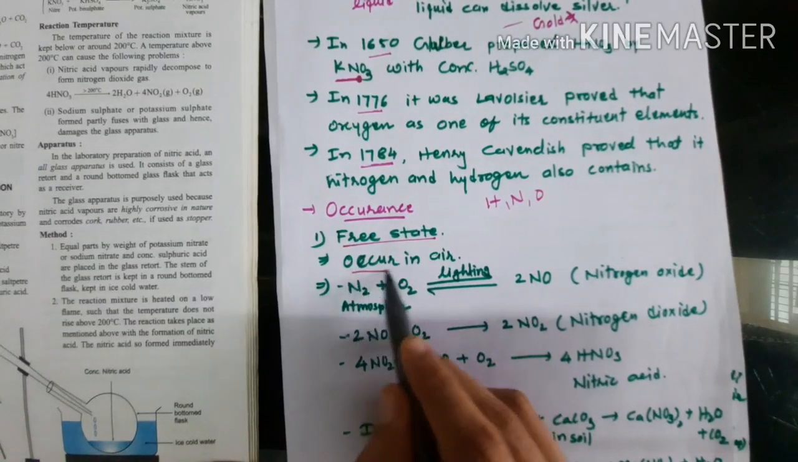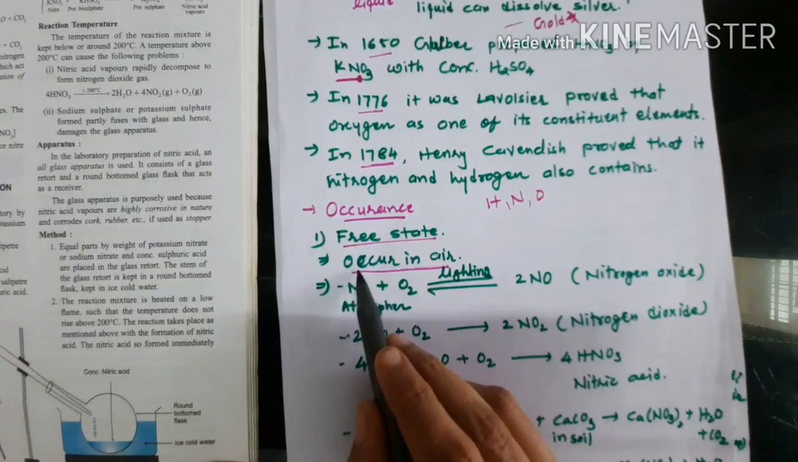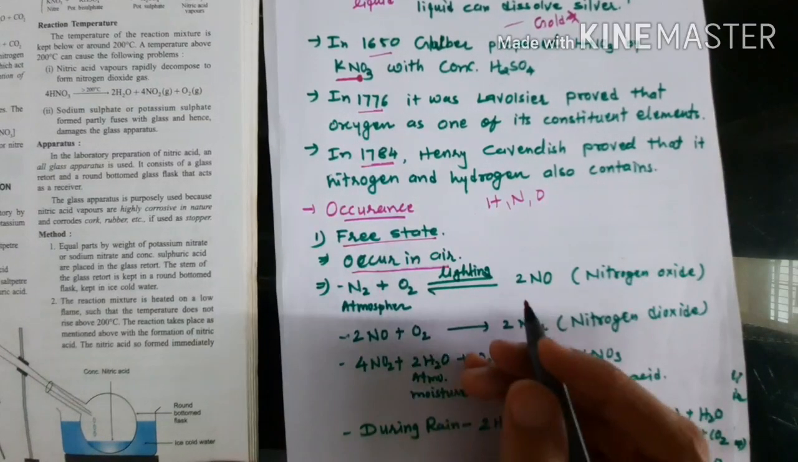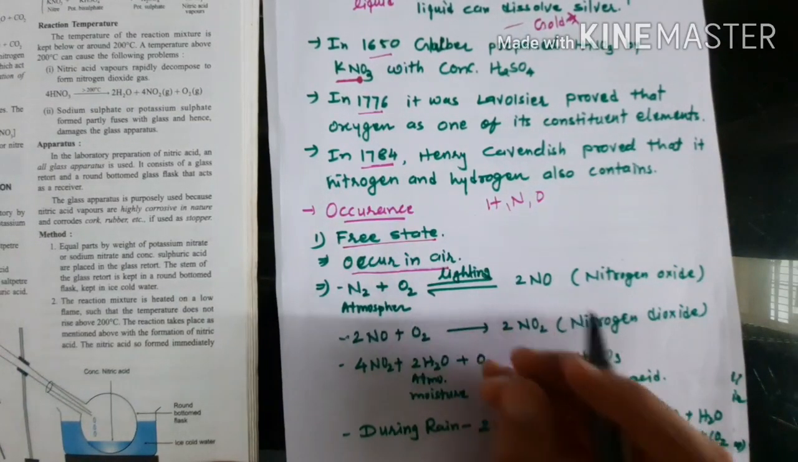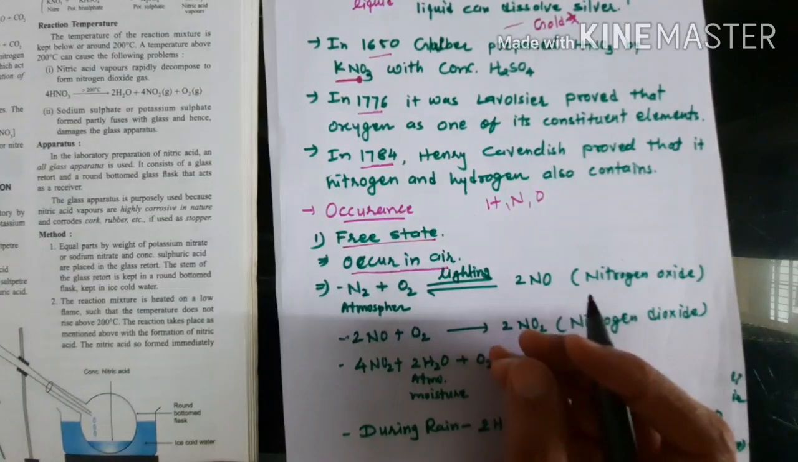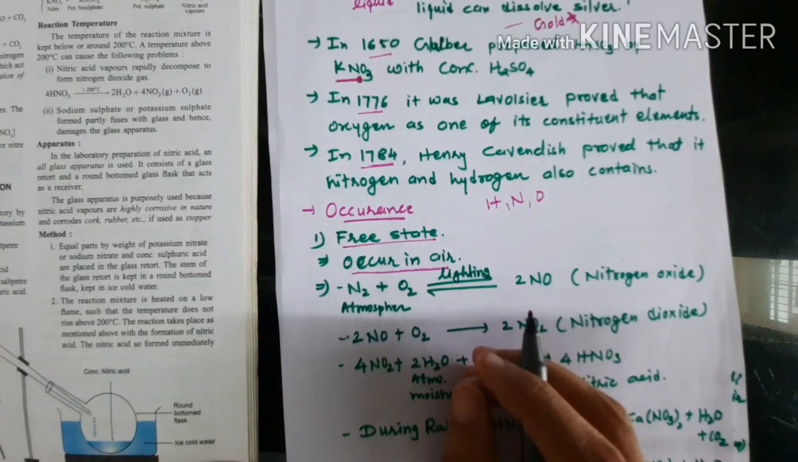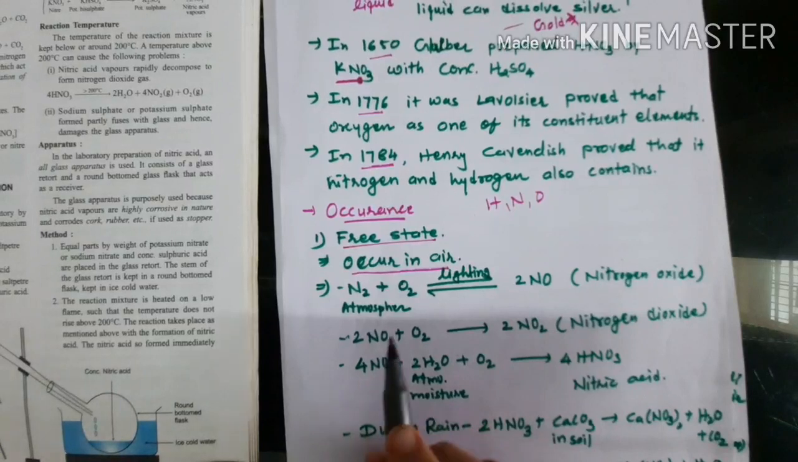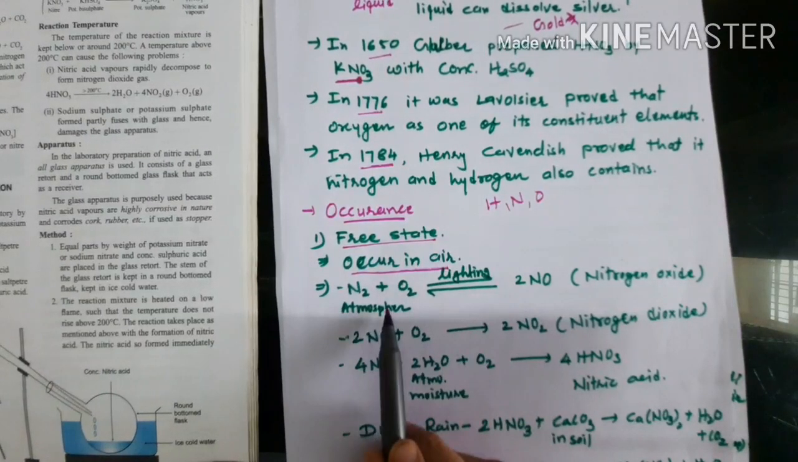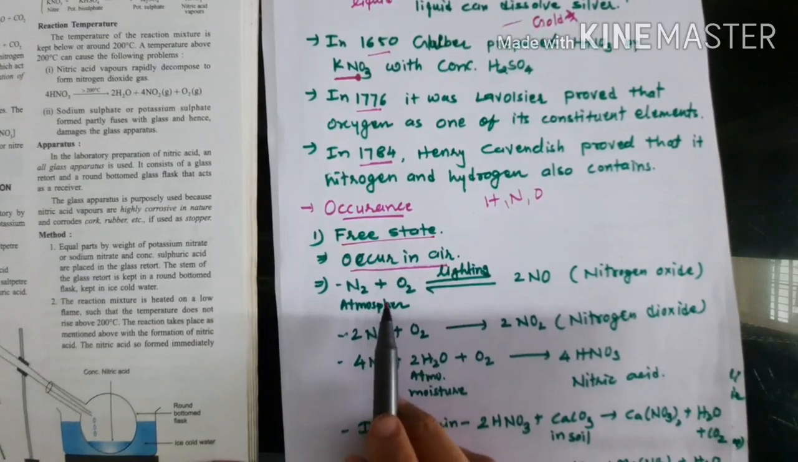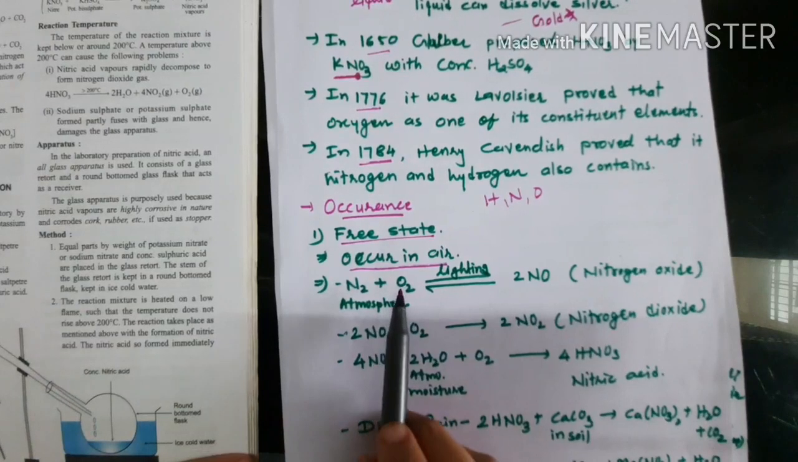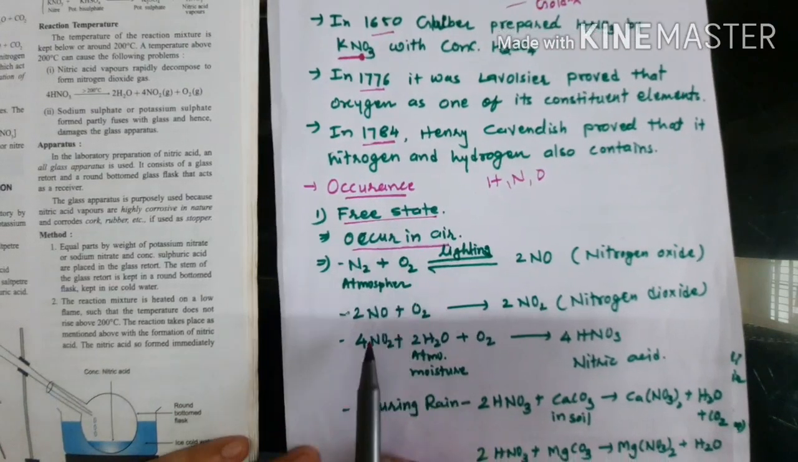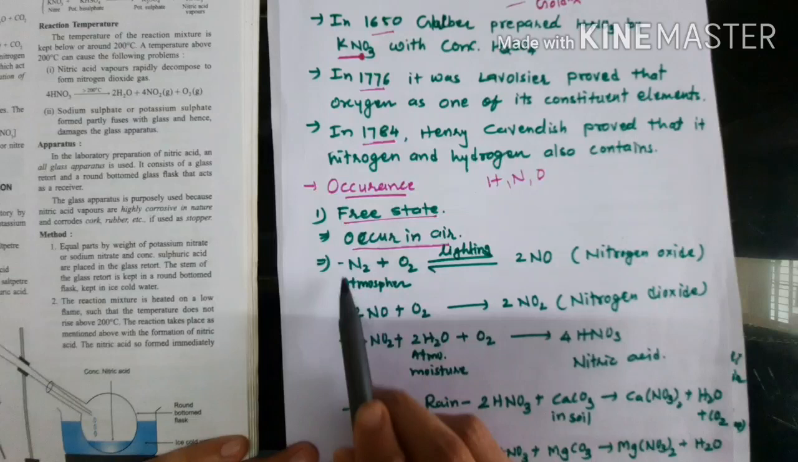In the atmosphere, first and most important, it is present. In air, a small amount of nitric acid is present, through pollutants or through nitrogen. By this reaction also, nitric acid is present in the atmosphere. What is the reaction? First, the nitrogen present in the atmosphere.